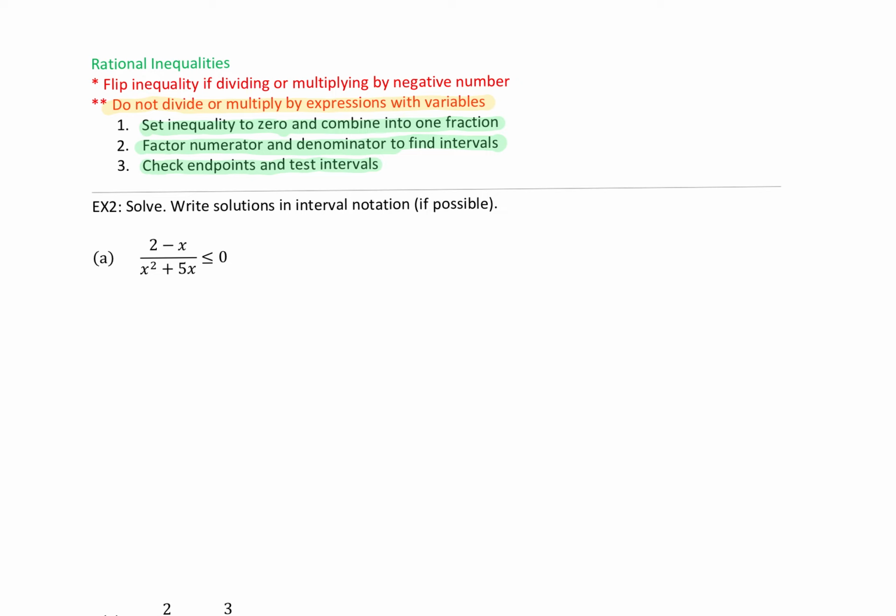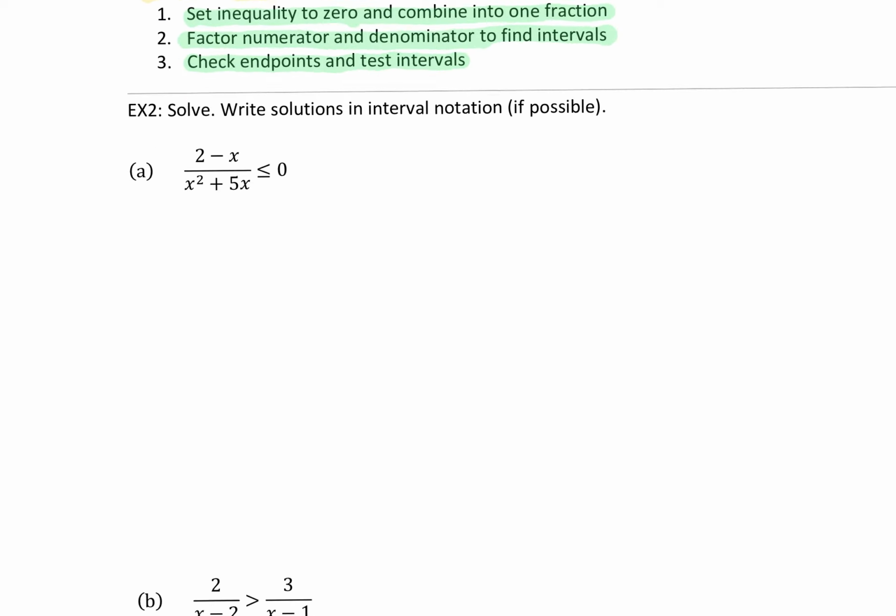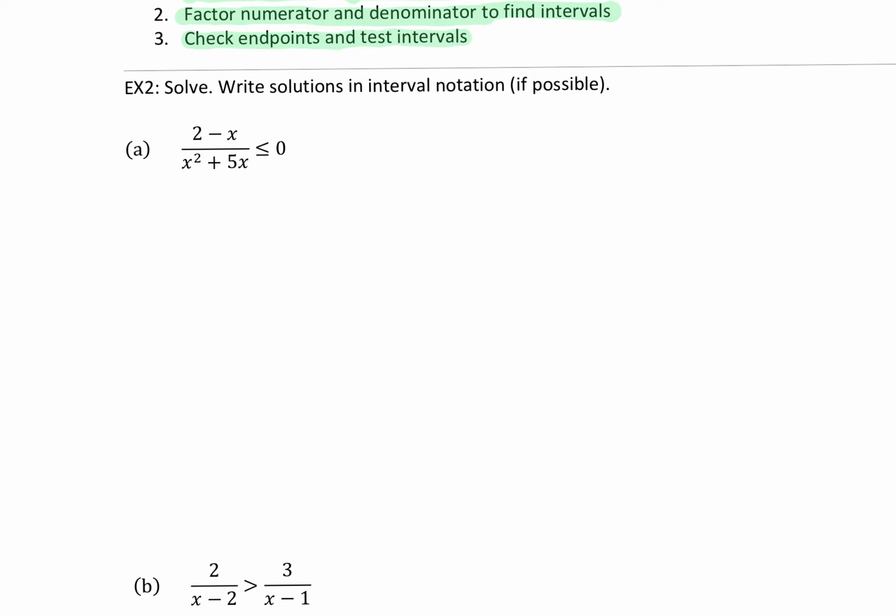If we look at this first example here, 2 minus x over x squared plus 5x less than or equal to 0. Well, that is already set to 0 on one side. So I don't have to do anything. All I have to do on the left-hand side is make sure it's all factored. The numerator is okay. It's just 2 minus x. But the denominator, if I factor out an x, in parentheses, I'll have x plus 5.